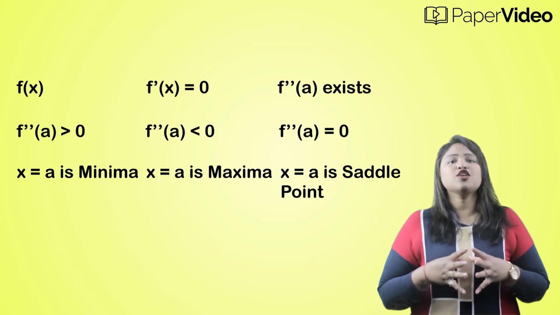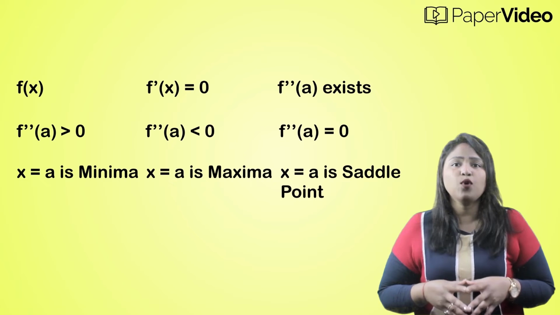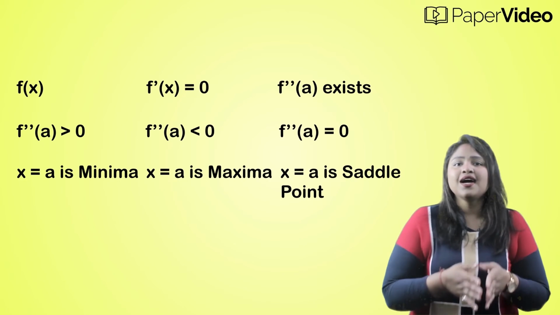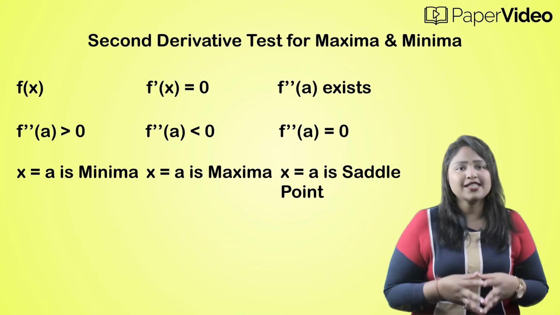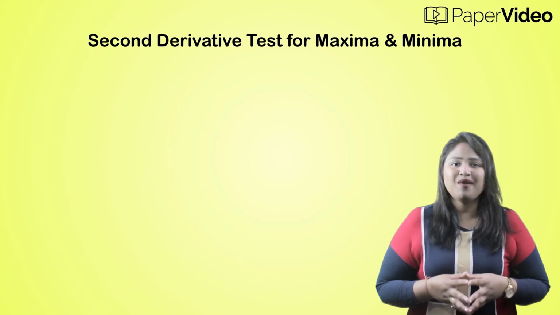This whole process of determining whether a given point is a maxima, minima or a saddle point using the second derivative of the function is known as the second derivative test of maxima and minima. Let's understand this concept with the help of an example.